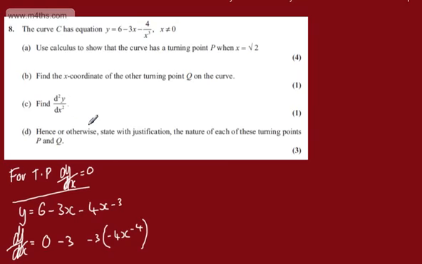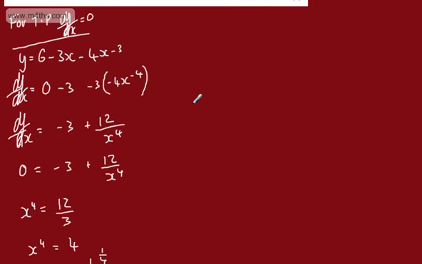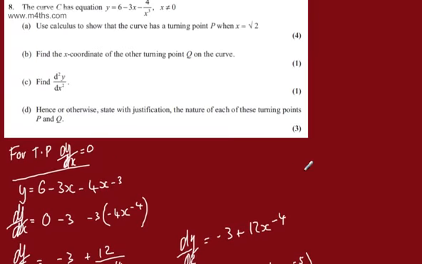Okay, we need to find the second derivative, d2y by dx squared. So let's go ahead and write this just here. We know at this stage that dy by dx is equal to minus 3 plus 12x to the power of minus 4. So taking the second derivative, d2y by dx squared will be 0, then minus 4 times 12x to the power of minus 5. So d2y by dx squared is going to give us minus 48 over x to the power of 5. So that's now our second derivative.